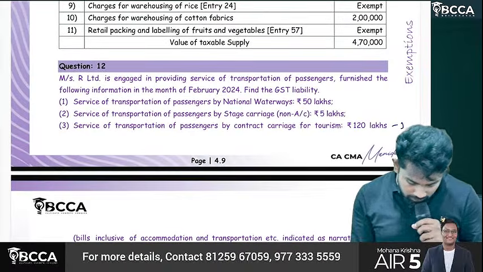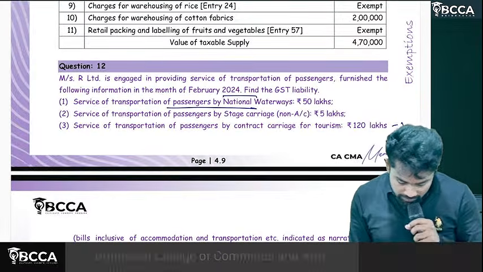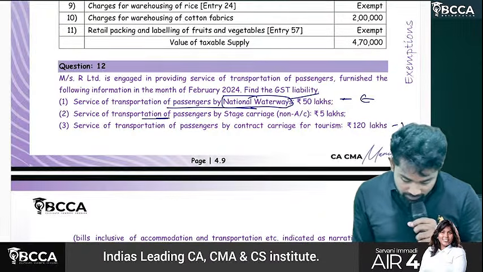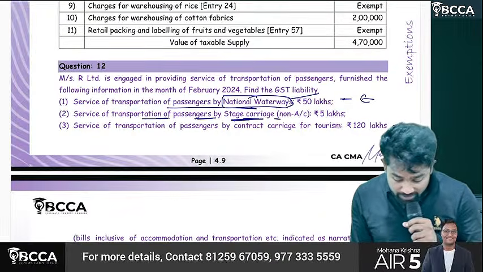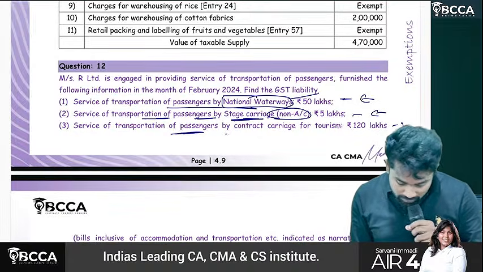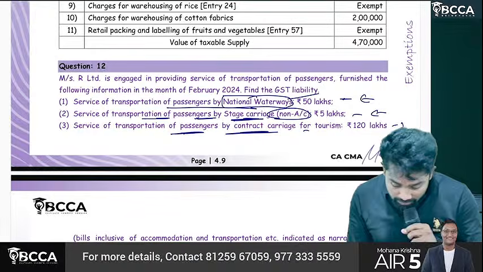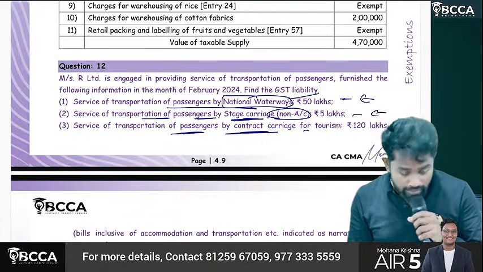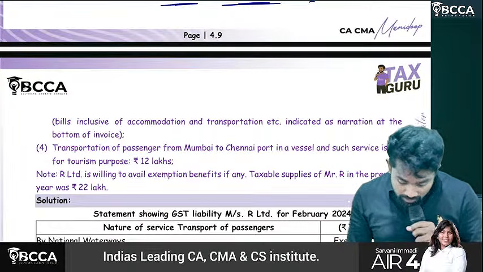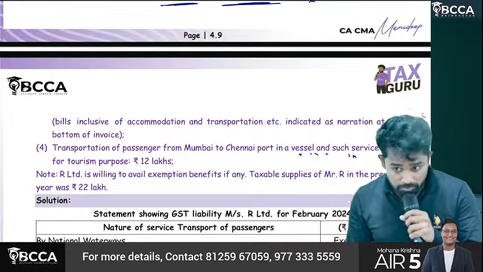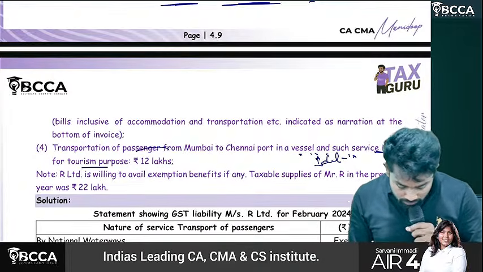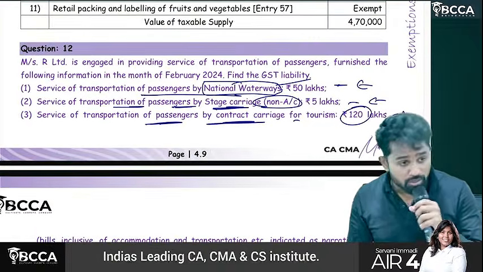First one, services by way of transportation of passengers by national waterways. Sir, inland waterways, exempted. Service by way of transportation of passengers through stage carriage, non-AC, that is also exempted. Transportation of passengers by contract carriage for tourism, taxable. Then there is transportation of passengers from Mumbai to Chennai in a vessel. Sir, this is inland coastal waterways, not for tourism. This is also exempted. So the only thing taxable is 120 lakhs.